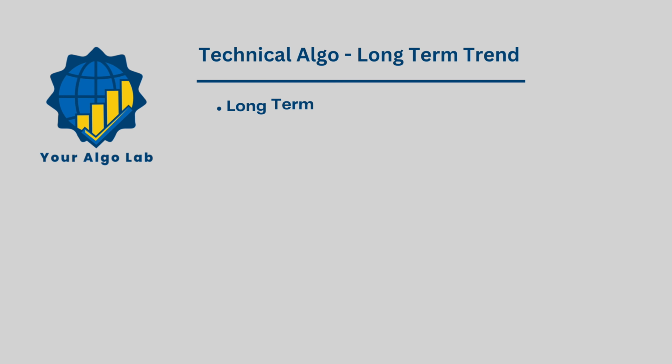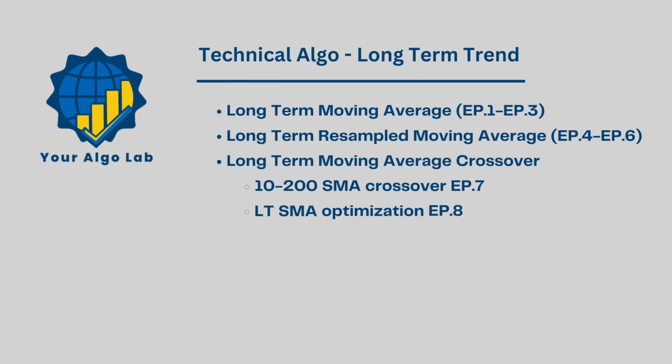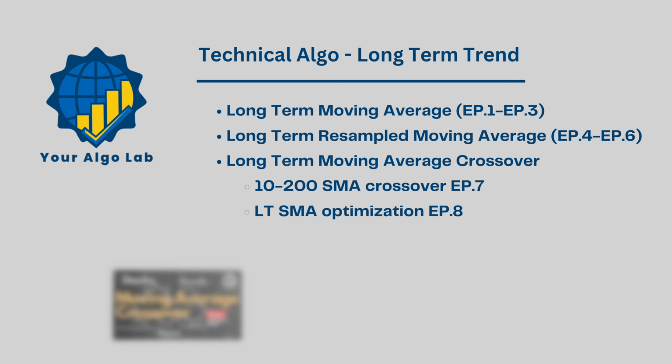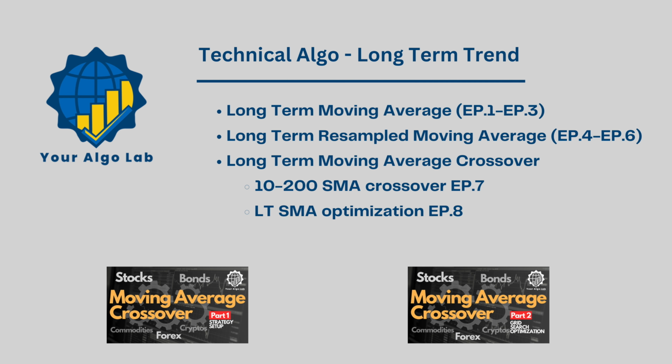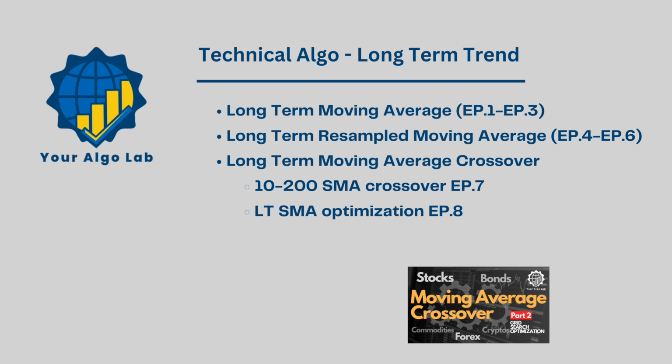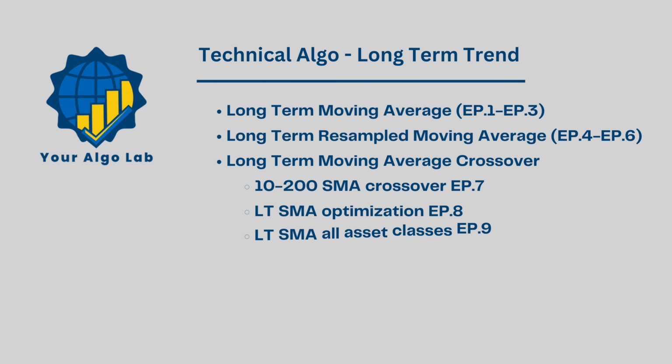In our last episode, we explored optimizing long-term moving average crossover strategies using grid search. If you haven't seen it yet, we highly recommend checking it out. The links to the previous episodes are in the description below. Today, we're going to backtest the same strategy across all asset classes.